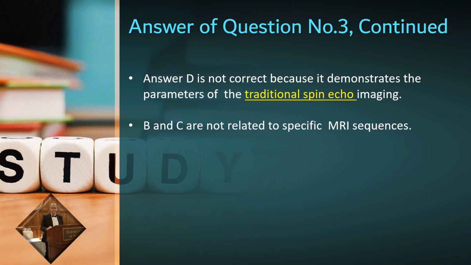Choice D is not correct because it demonstrates the parameters of traditional spin echo imaging, and choices B and C are not related to specific MRI sequences.